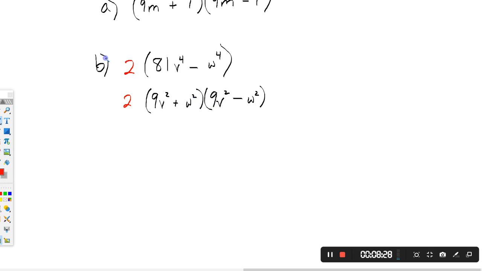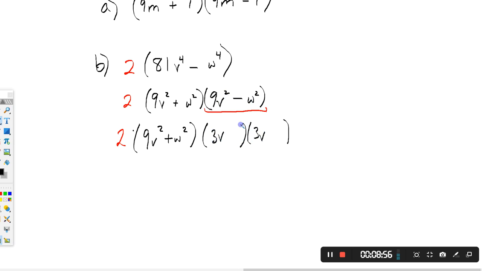And once again, I'm not finished because I have another example of a polynomial that can be factored here. Another example of the difference of squares. So I'm going to have the 2. I'm going to write in this 9v squared plus w squared term. That cannot be factored. However, this one can. Square root of 9 is 3. Square root of v squared is v. Square root of w squared is w. And then I need the positive and the negative version of that.